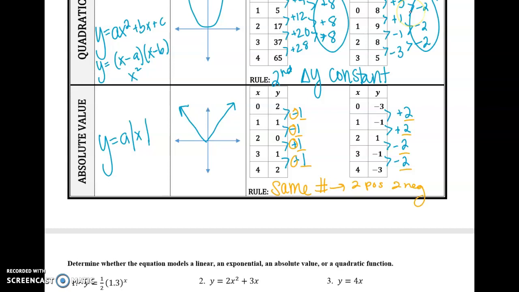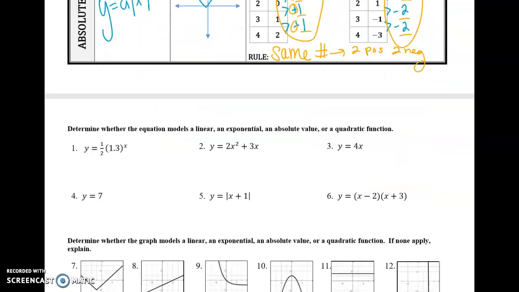If you look up here, we have +3, +1, -1, -3. A lot of people get mixed up and think this is absolute value because it has two positives and two negatives. But remember, these numbers are all not the same. Therefore, that one's a quadratic, and these are absolute value, okay? All about the patterns.